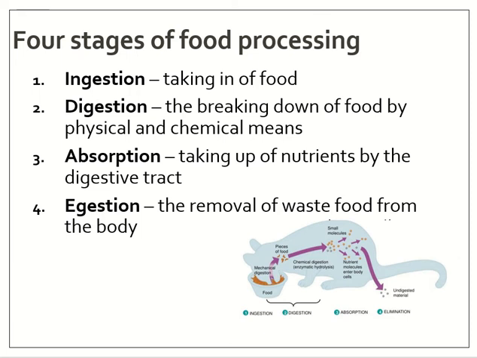Okay, so when we're talking about the digestive system, we have to look at the four stages that our food goes through. So you have ingestion, which is taking in the food, digestion, which is going to be the breaking down of your food. We use both physical or mechanical, and then chemical means. Then you need to absorb the nutrients into the blood so that the blood can bring them to the different parts of the body and the different cells. And then egestion is going to be your removal of your waste.